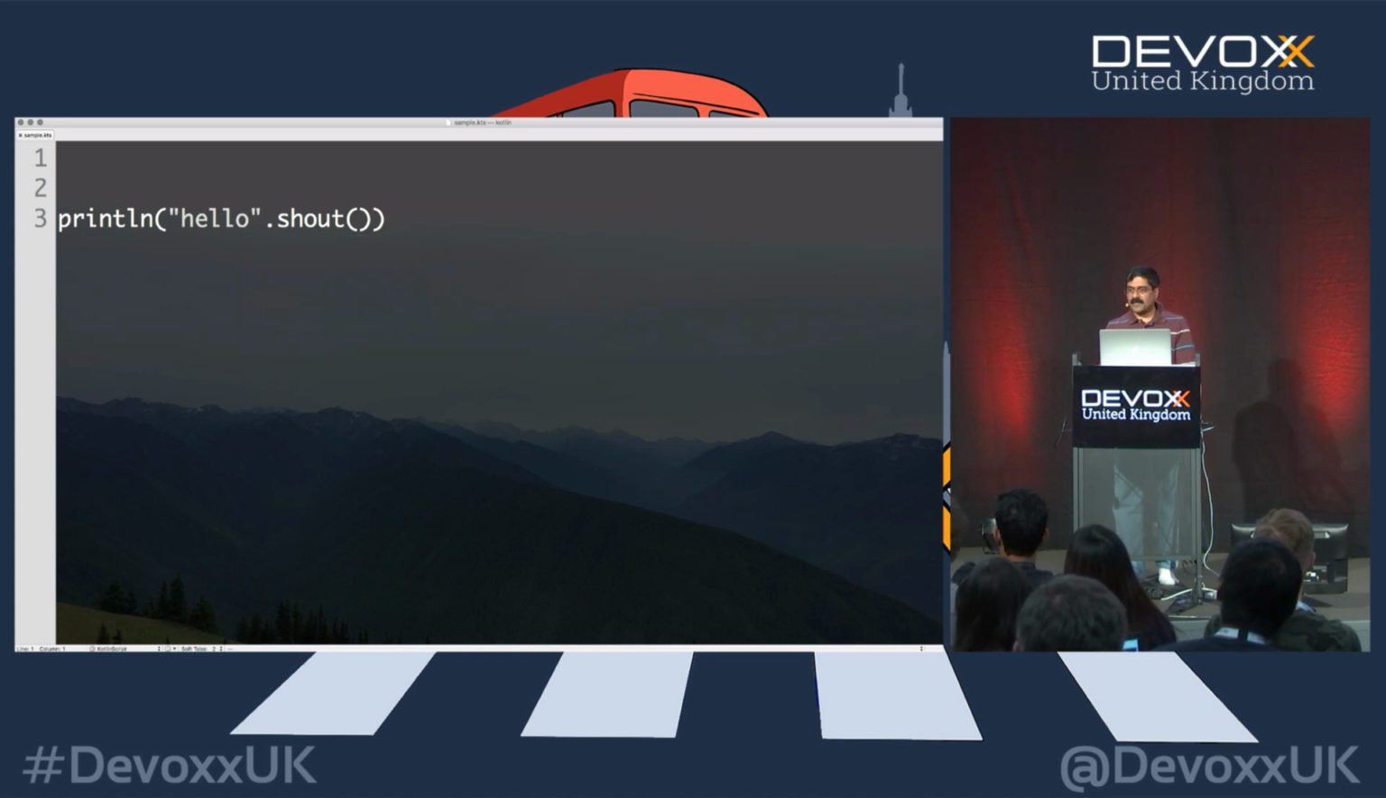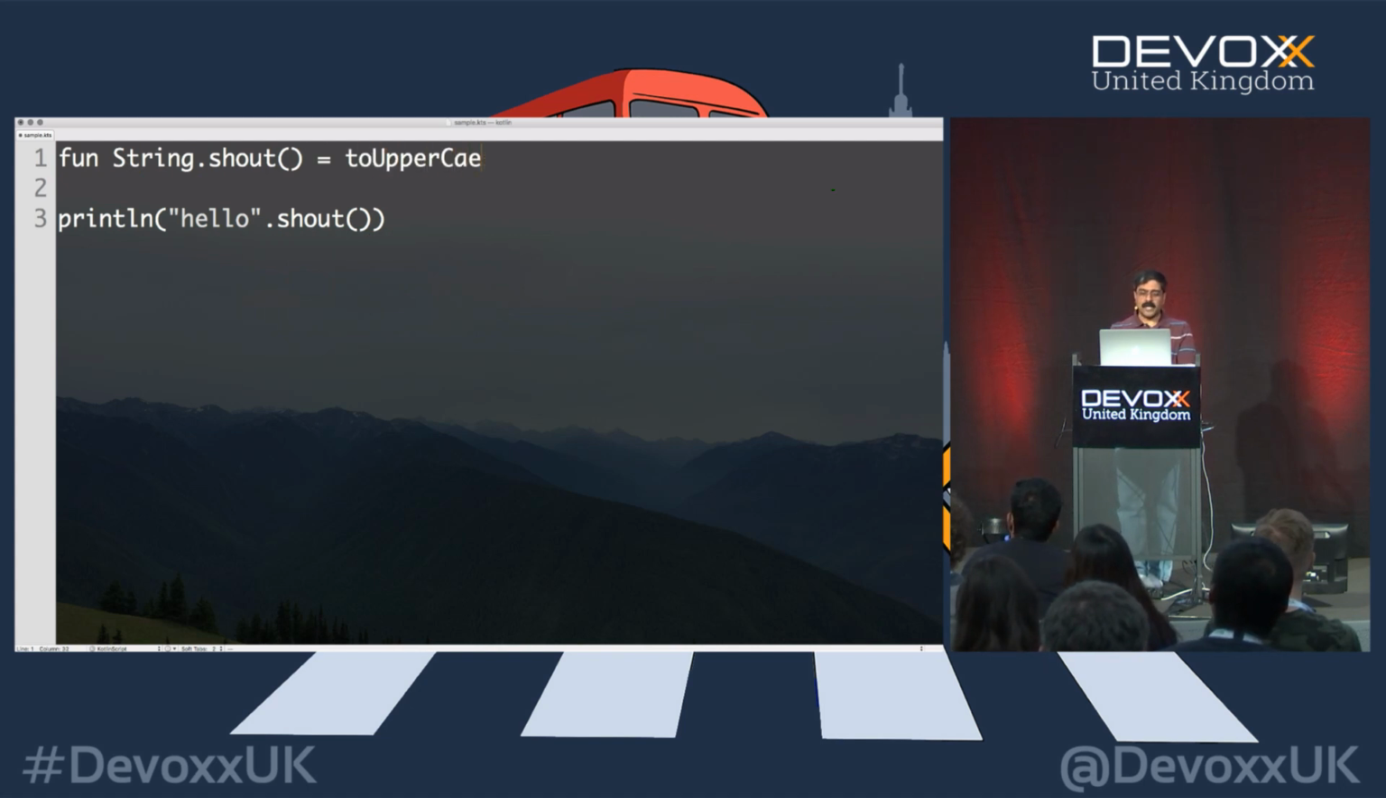But who says I shouldn't have a shout method? I want a shout method. So fun string.shout, and I'm going to put this to uppercase right here. And notice at this point, you can implement the shout method.